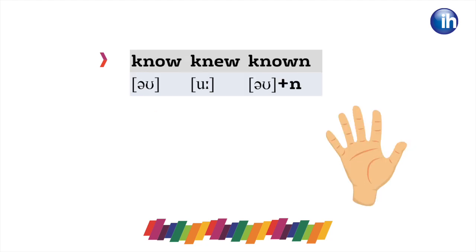Next up is know, knew, known, and the forms are just like blow, blew, blown, grow, grew, grown, throw, threw, thrown, and fly, flew, flown.